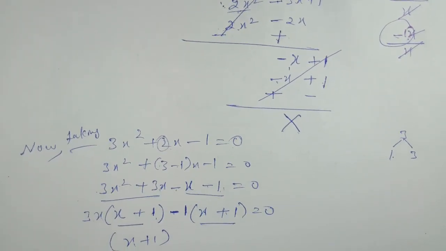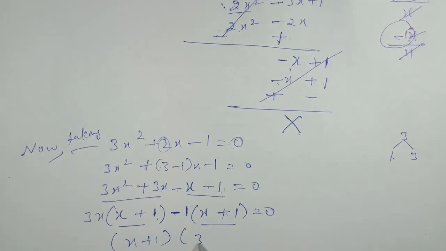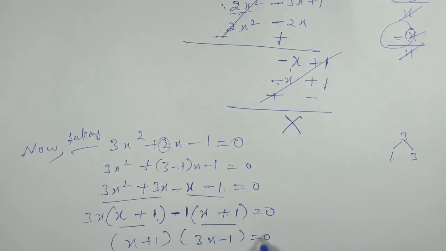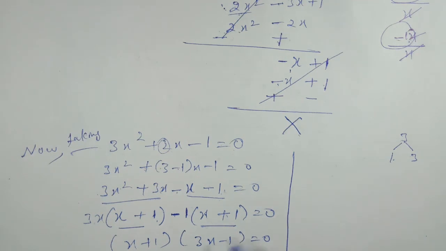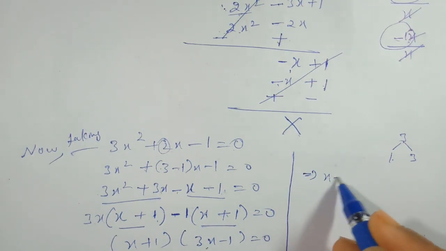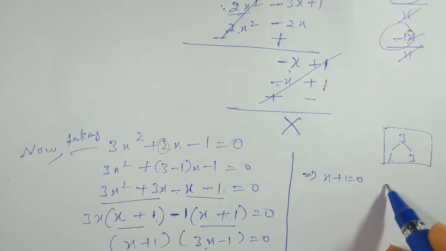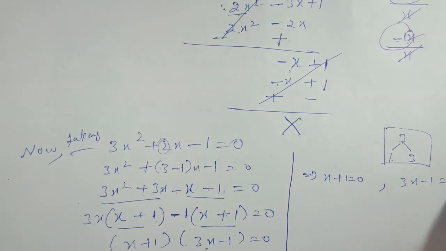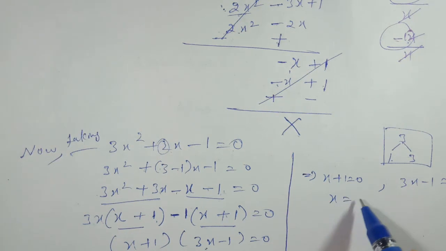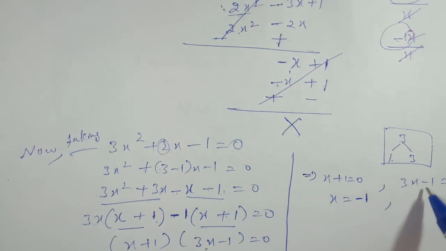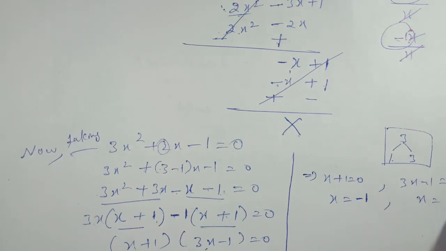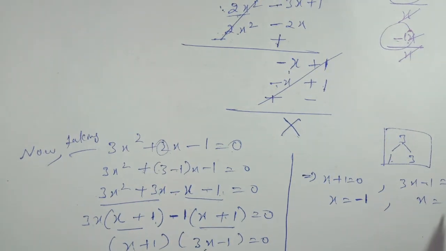This is x plus 1. Next is 3x minus 1 equal to 0. So one by one we're going to take them equal to 0. X plus 1 equal to 0, and 3x minus 1 equal to 0. Transpose 1 to the another side, it will be minus 1. Here first take minus 1 to the another side, plus 1, and 3 is in multiplication, so it will move to the division.